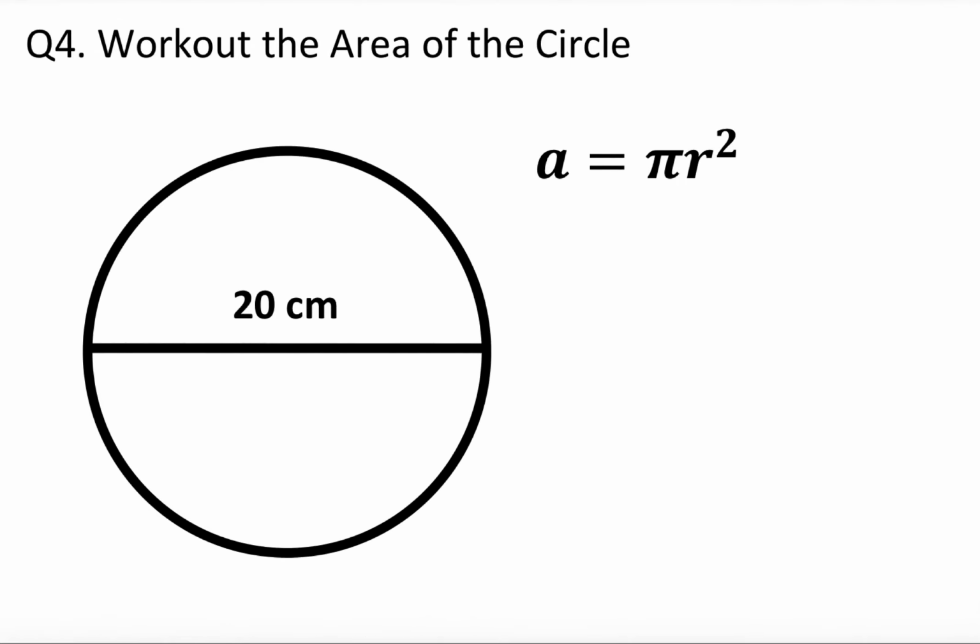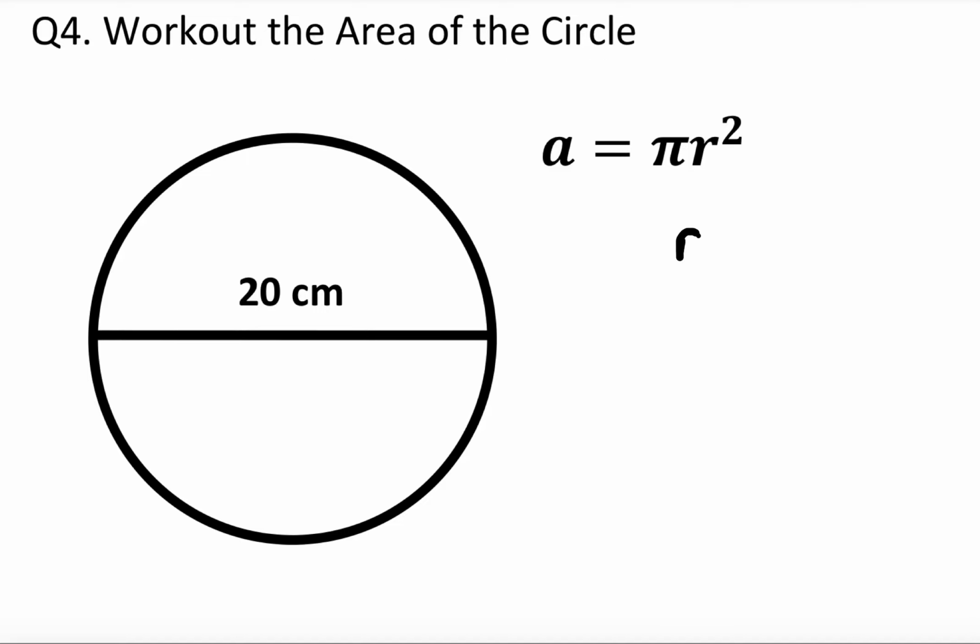Question 4. Work out the area of a circle. We're given a circle here with a diameter of 20 centimeters. To work out the area of a circle, its area equals pi r squared. So the first thing we need to do is find out what r is. Now r is half the diameter, so let's just put that down.